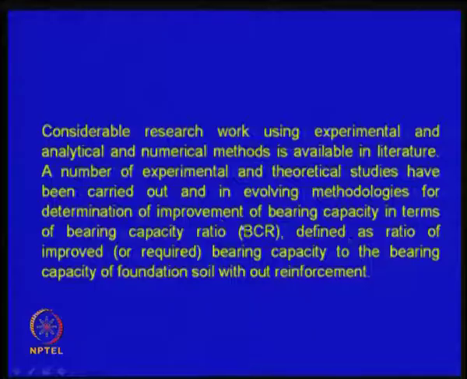As I just mentioned, a lot of work has been done in this area, both experimental work and analytical work, and you can even think of numerical work and field studies. And what people try to say is, how do you say that there is an improvement? We use a factor called the bearing capacity ratio, which is called BCR, which is nothing but the improved bearing capacity relative to what was existing earlier. For example, if there is only 5 tons per meter square earlier, and you would like to make it 20, then 20 by 5 would be the bearing capacity ratio. This is what we look for.